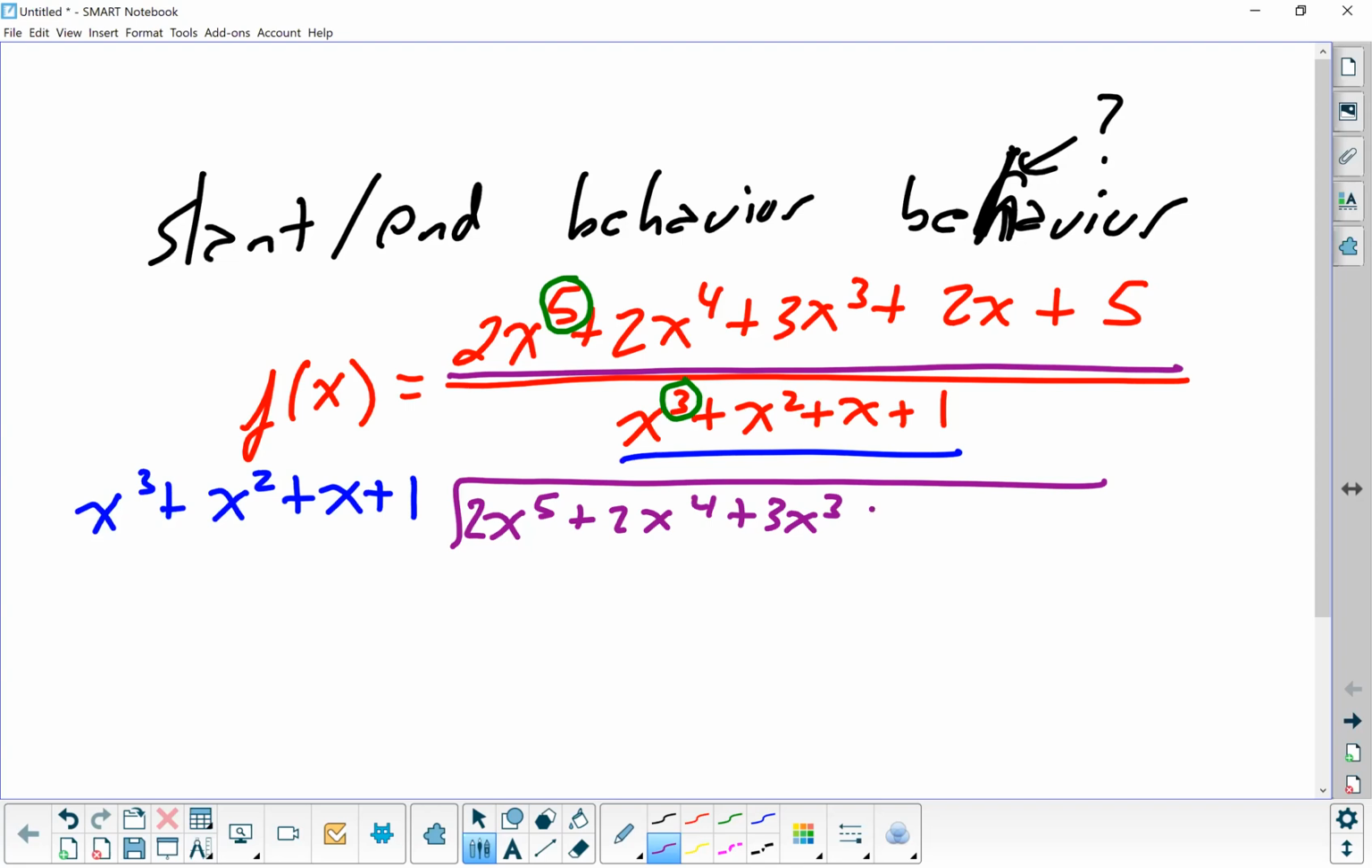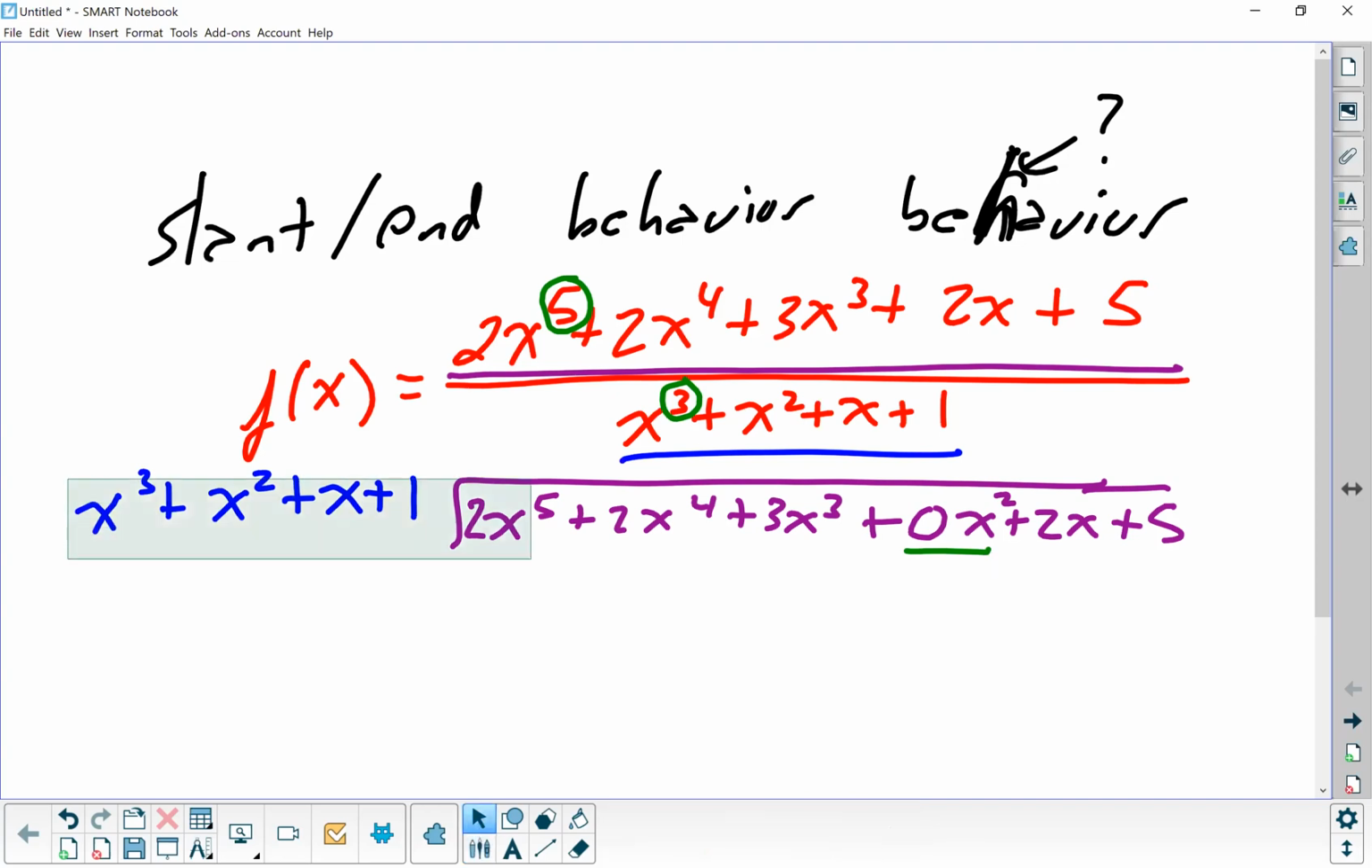Now I'm going to put something in here. You tell me what I just did, and why did I do it? What did I put in there that wasn't originally? You put in a 0x squared. Yeah, so you want to make note that, put a space holder in there. Okay, now I'm going to move this all down a little bit.